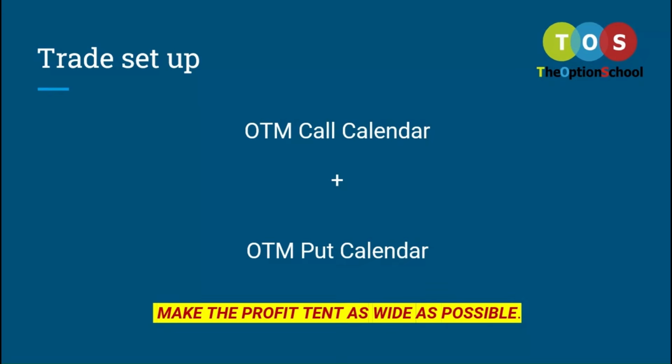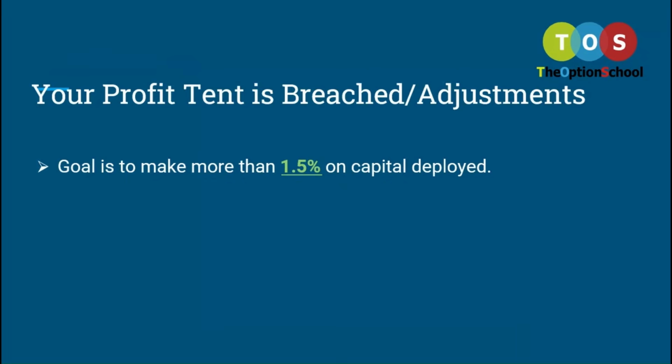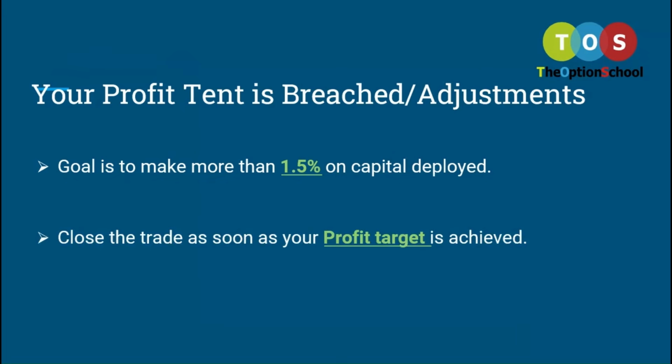Overall goal is to make more than 1.5% on capital deployed. It may take 4 days, it may take 30 days, it may take the whole 40 days also. And very, very important, close the trade as soon as your profit target is achieved. Many times it happens that we achieve our profit target very early in the series, but then we say still a lot of time is available, let me sit through and try to take more profit.